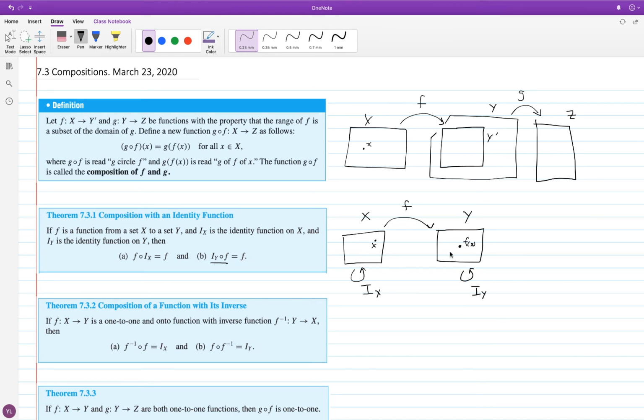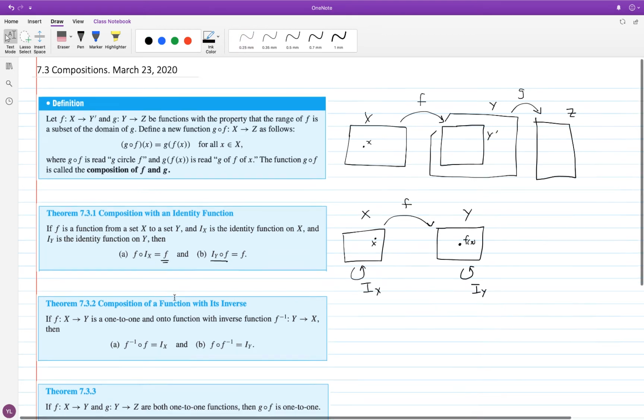And then, of course, if you start with an element in X and run it through the identity first, so start with an element x, run it through the identity, it brings you back to x, and then run it through the function, it's going to bring you to f of x, exactly the same effect that f has.